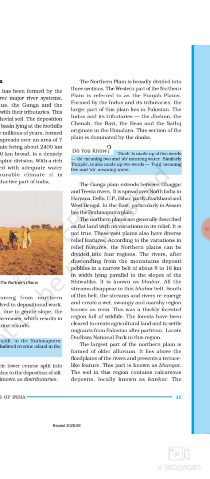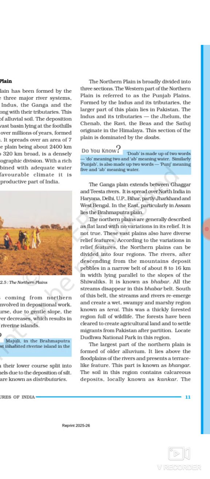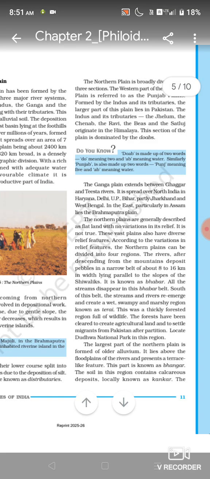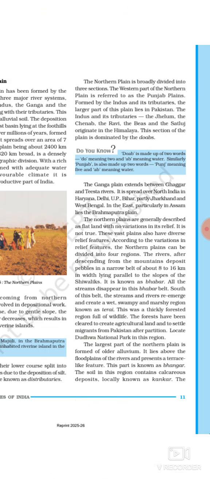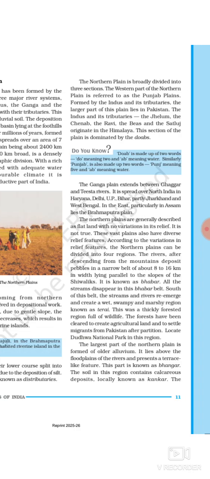Similarly, we can simply say that Punjab is also made up of two words, Panch and Ab. Panch means five and Ab means water. The region which is spread by the waters of five rivers is known as the Punjab. The Ganga plain extends between the Ghaggar and the Teesta rivers. It is spread over northern India in Haryana, Delhi, UP, Bihar, partially Jharkhand and West Bengal. In the east, particularly in Assam, lie the Brahmaputra plains.